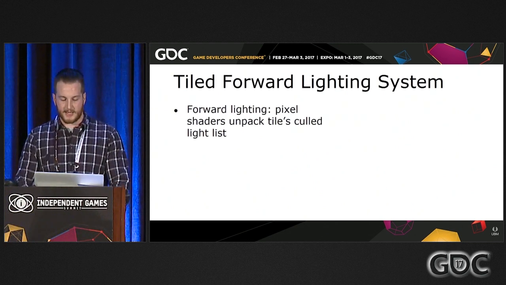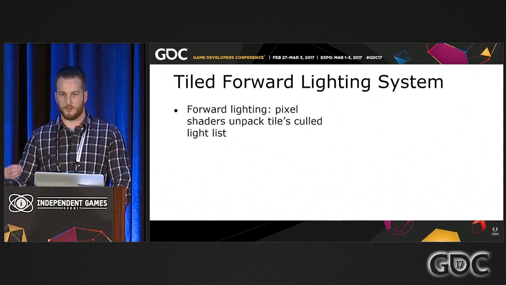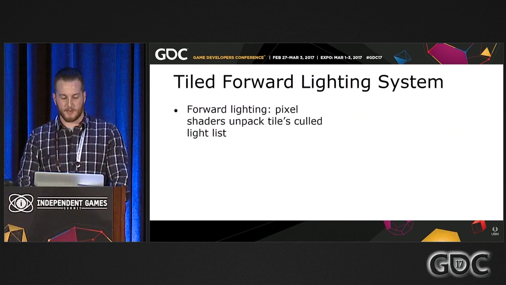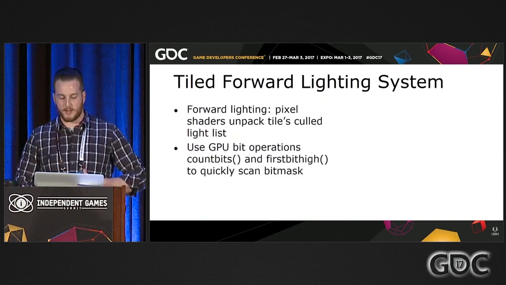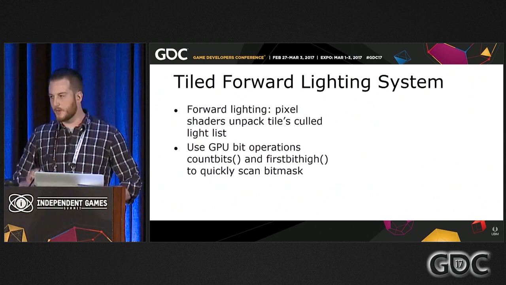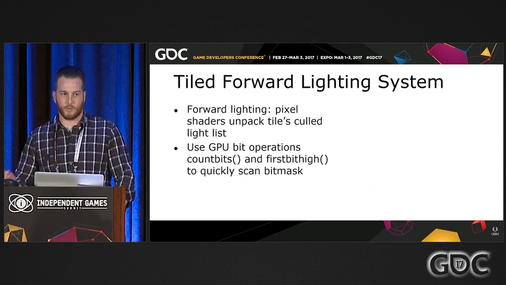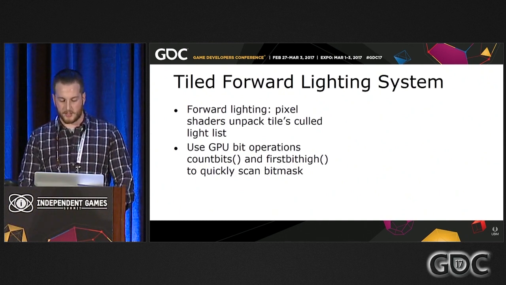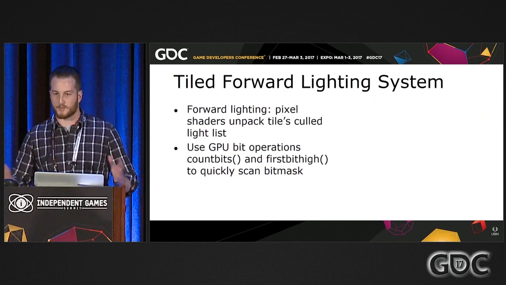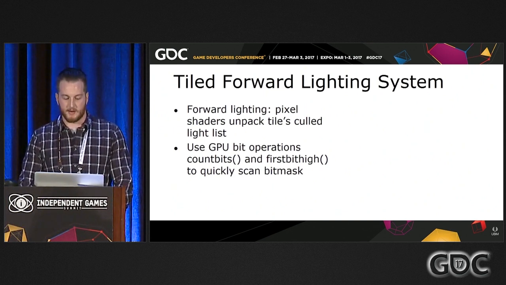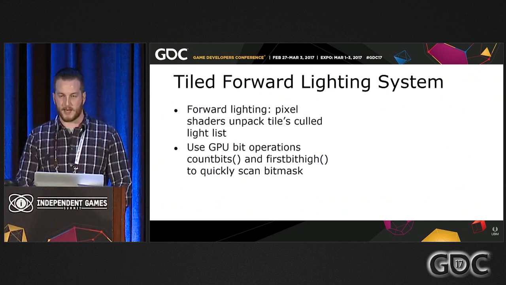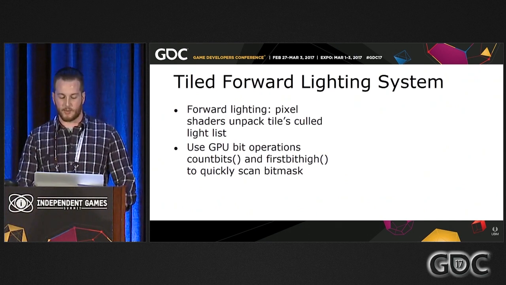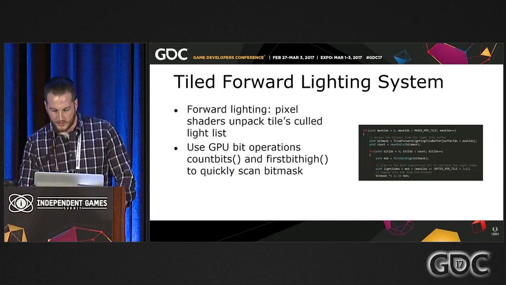When you're actually evaluating the lighting is when you render your 3D meshes. At the time of the pixel shader of your 3D mesh, you unpack the tile's culled light list. I'm always looking for neat optimizations and the best way to leverage shader code and what functionality is out there, because that's what graphics programmers often do. The interesting thing that we were able to do was use a count bits function and a first bit high to scan through the bit mask really quickly and unpack the lights. You can see that in that code right there.